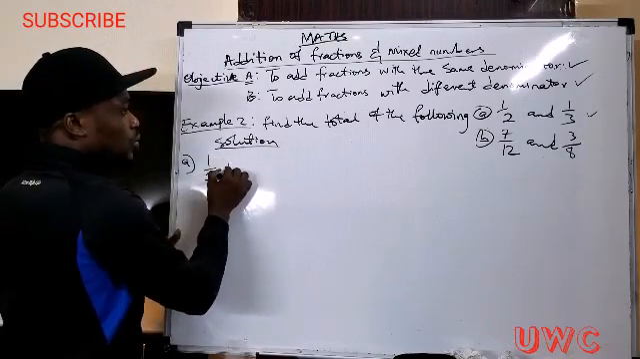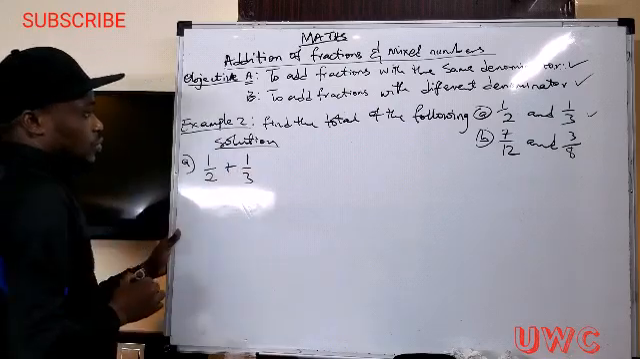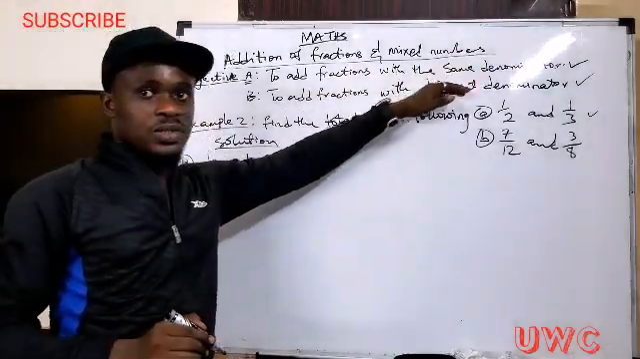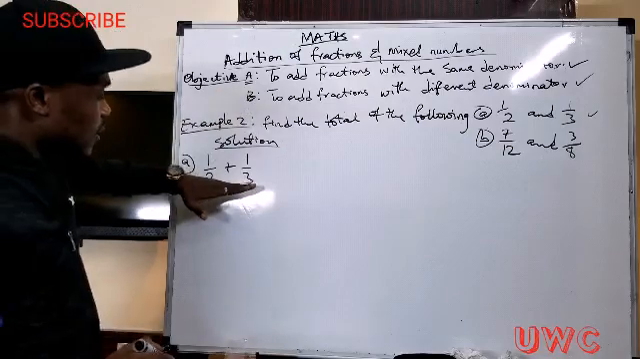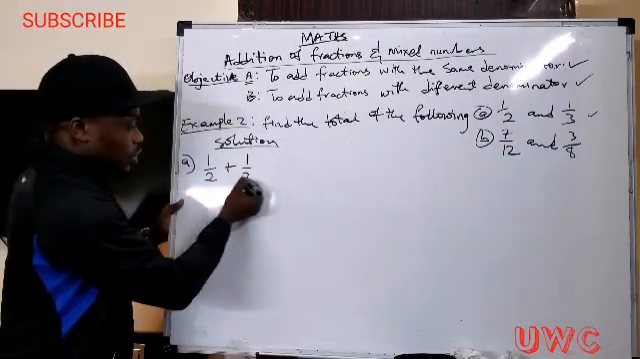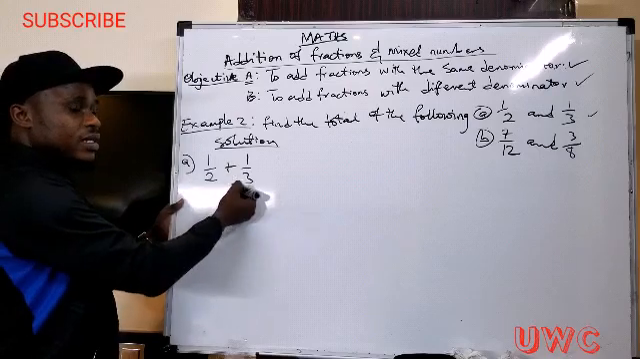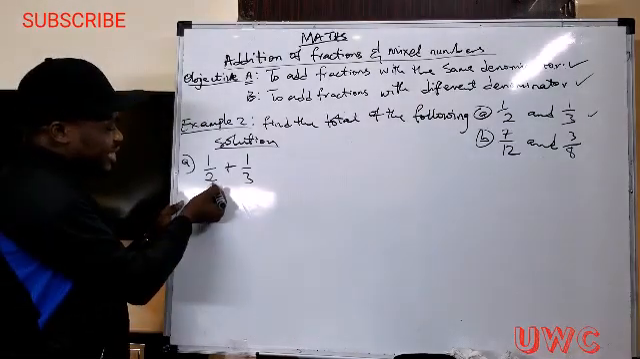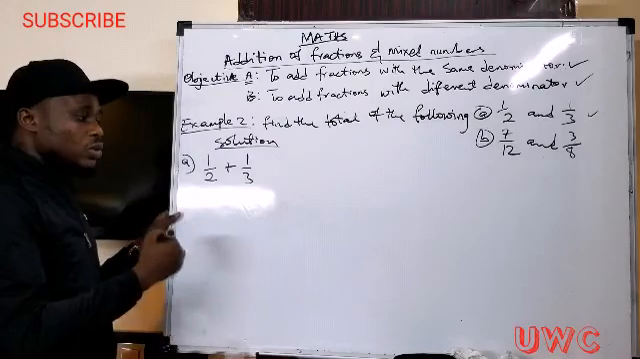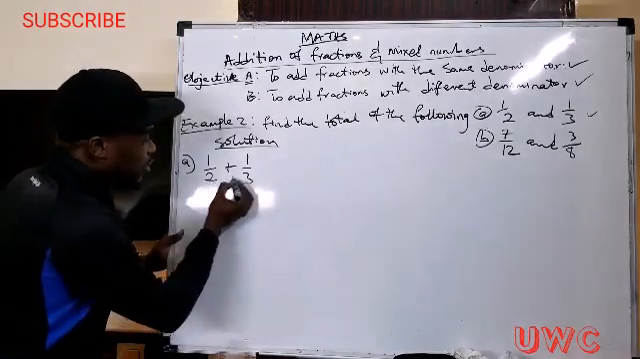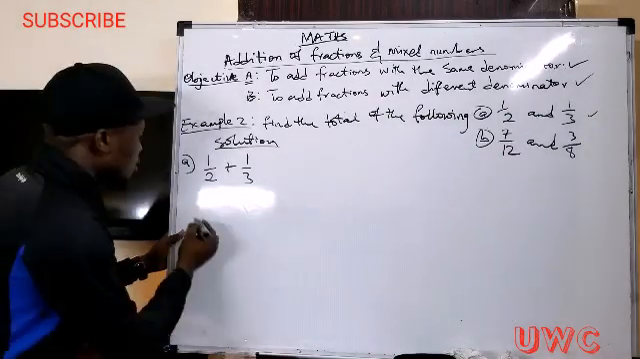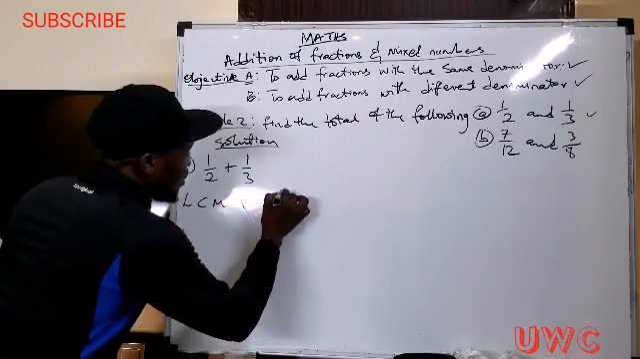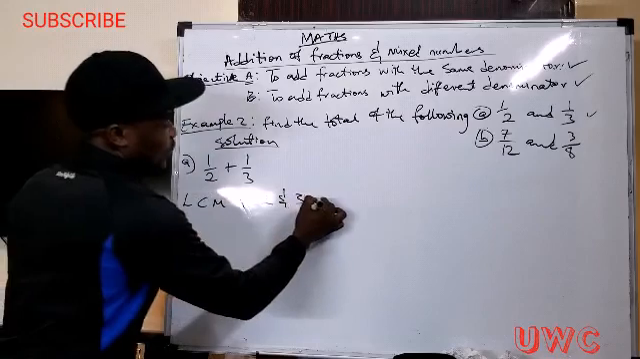1 over 2 plus 1 over 3. So remember that when we are solving for fractions with the same denominators, what we do is to take the LCM of the two of them, because they have the same denominator, so we take it as a common denominator. But this time around, you'll find out that the denominators are different. So what you still need to do is to find the LCM of 2 and 3 and solve with it. So the LCM of 2 and 3 is equal to 6.